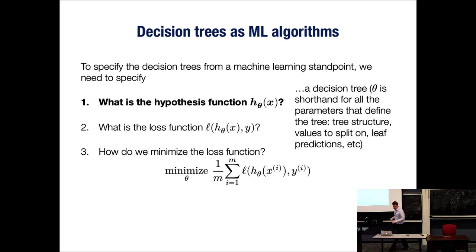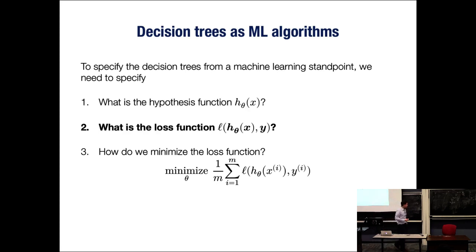Okay, so what next is the loss function? And this is where I think oftentimes presentations of decision trees don't do justice to this notion of loss, which is really crucial to decision trees as well.